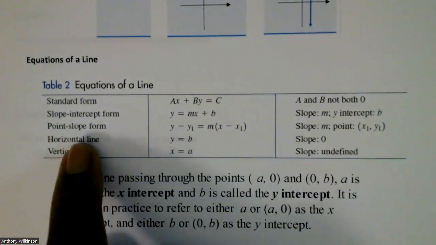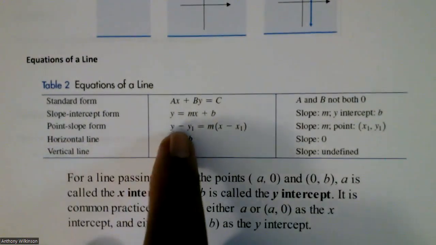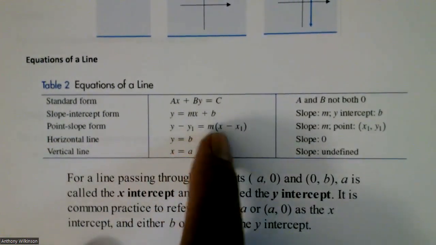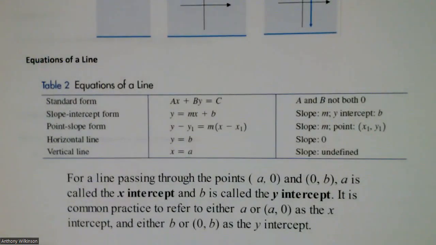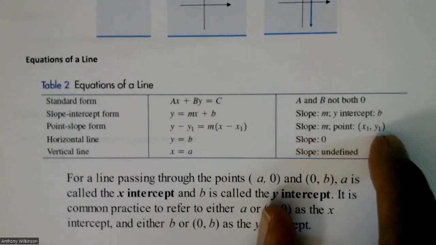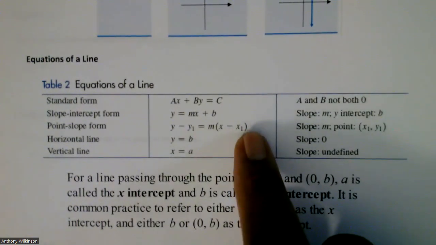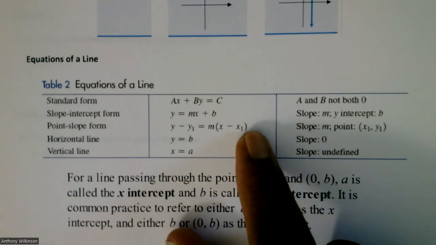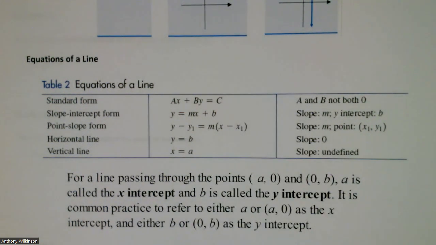Point slope form is this. y minus y1 is equal to m times the quantity x minus x1. That means if you're given a slope and a point, x1, y1, this will be your point slope form. And sometimes you may be given 2 points. You'll first have to find out what the slope is and then use the point slope form.